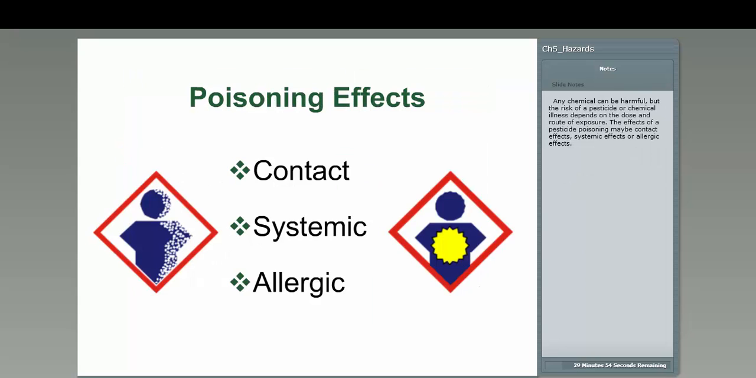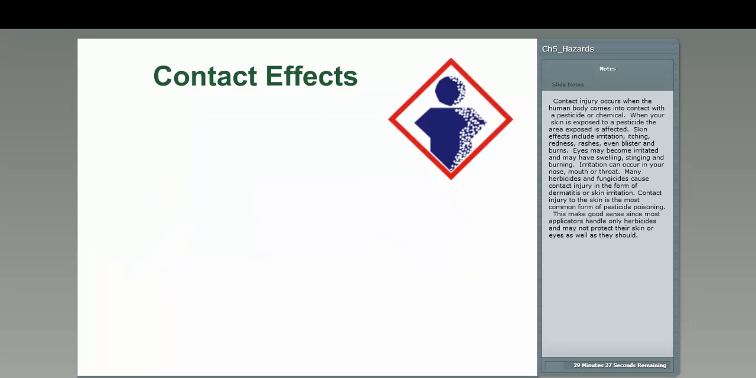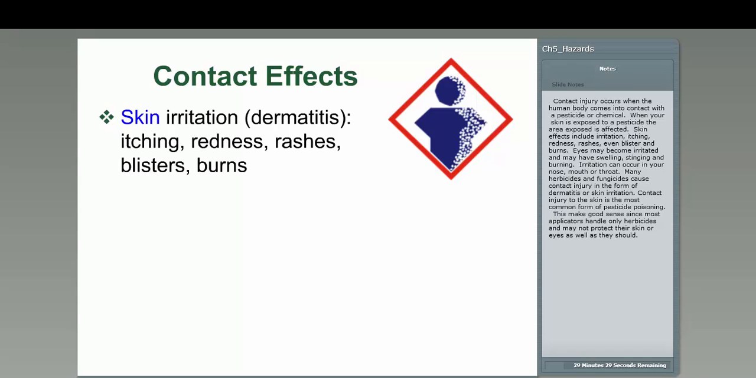Any chemical can be harmful, but the risk of a pesticide or chemical illness depends on the dose and route of exposure. The effects of a pesticide poisoning may be contact effects, systemic effects, or allergic effects. Contact injury occurs when the human body comes into contact with a pesticide or chemical. When your skin is exposed to a pesticide, the area exposed is affected.